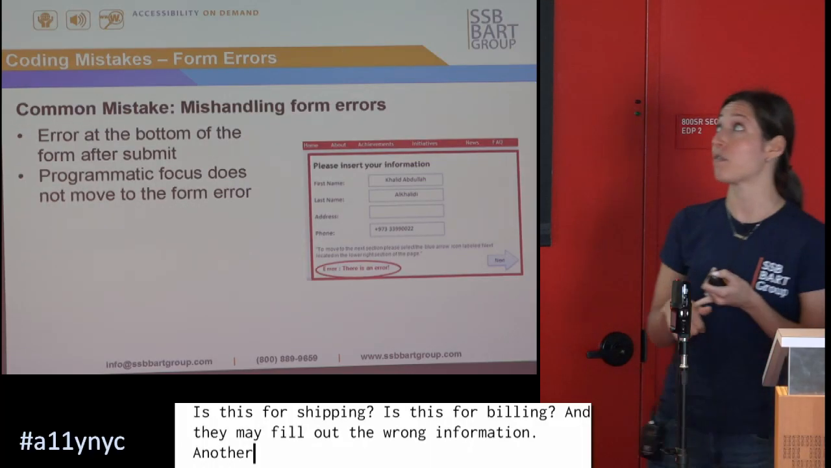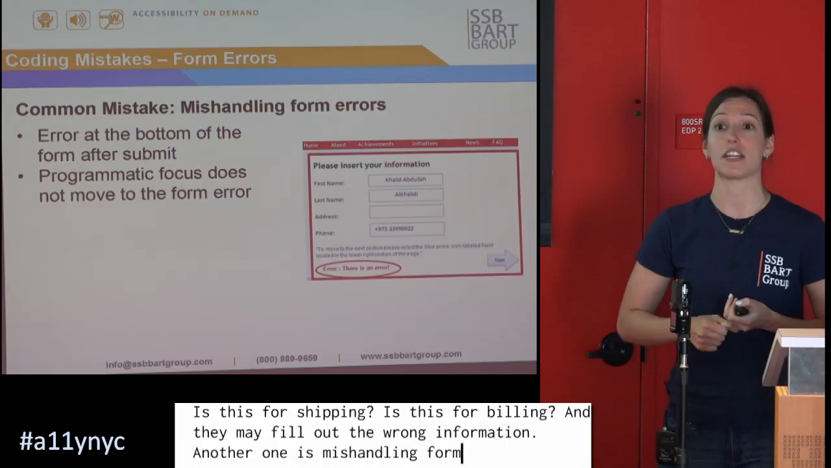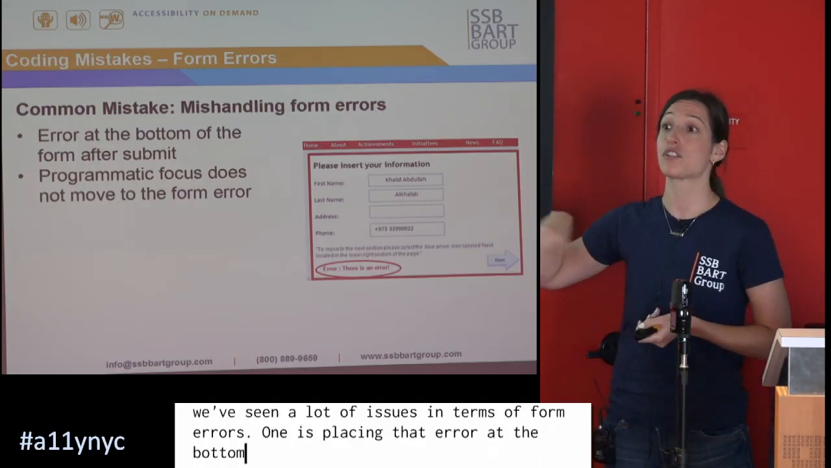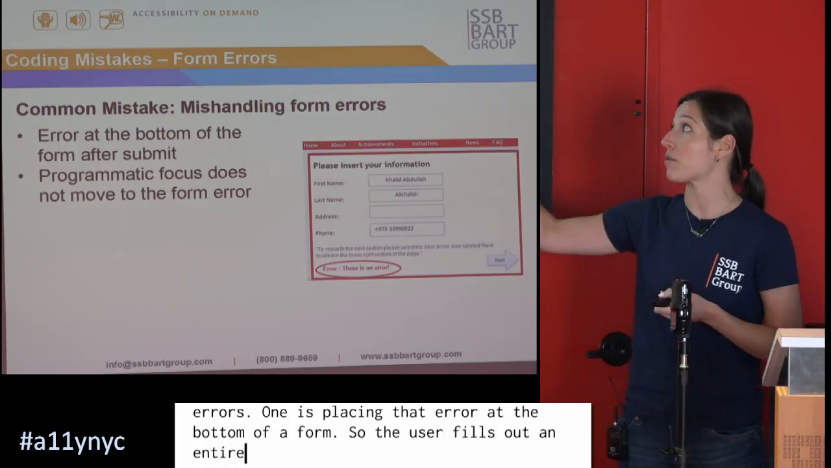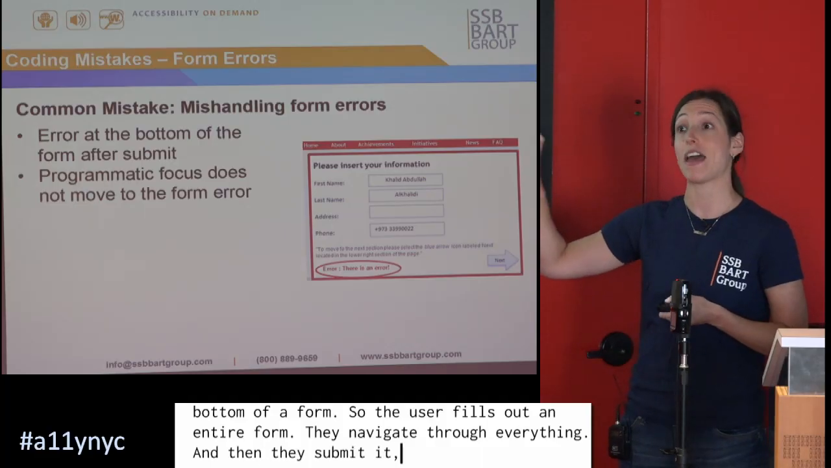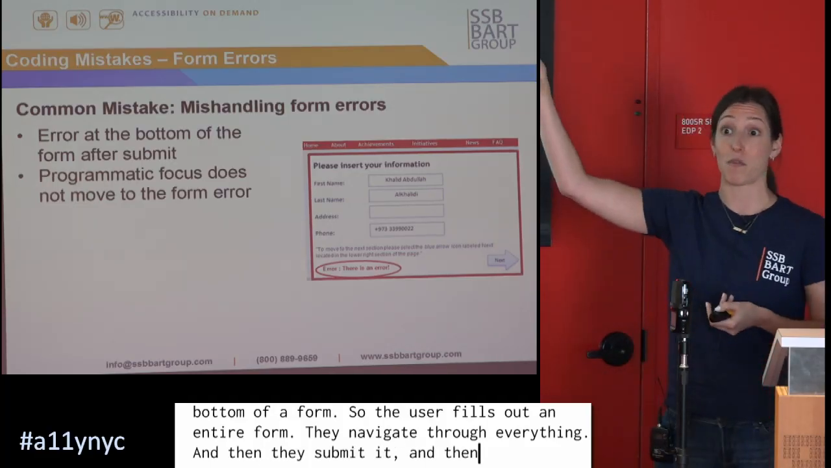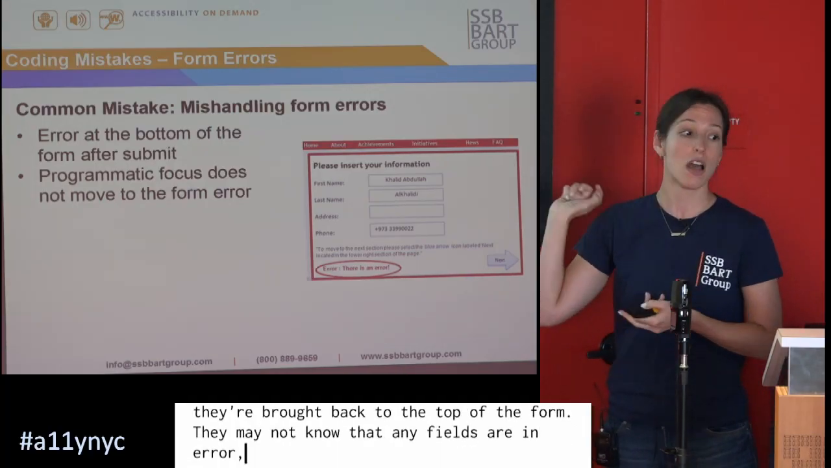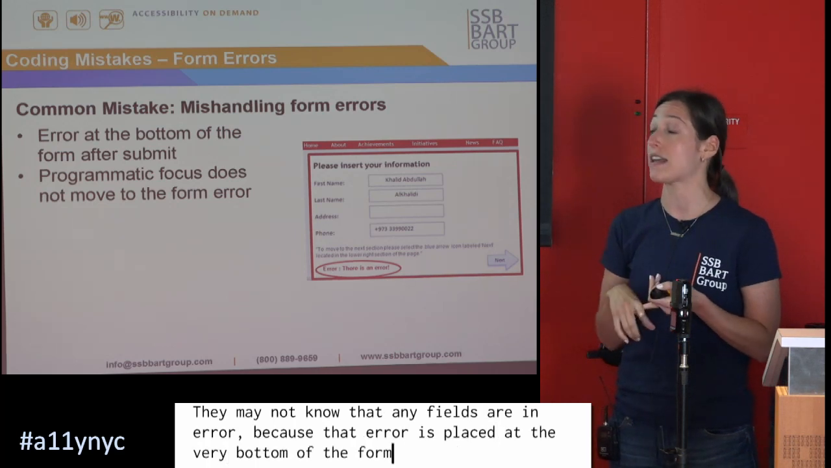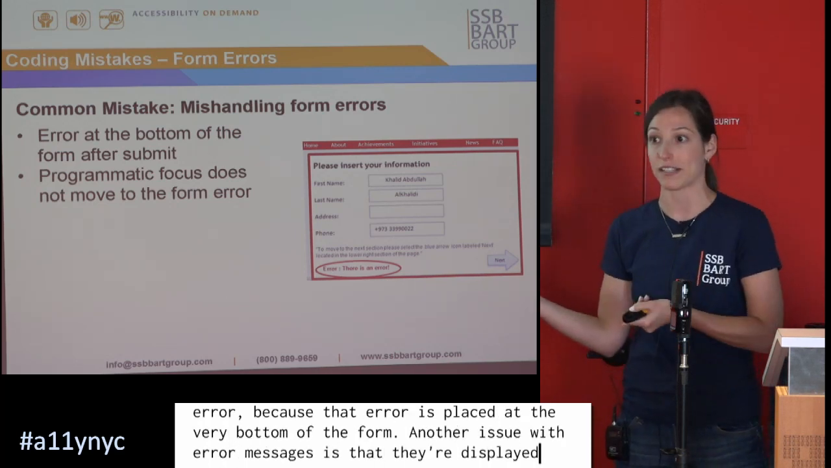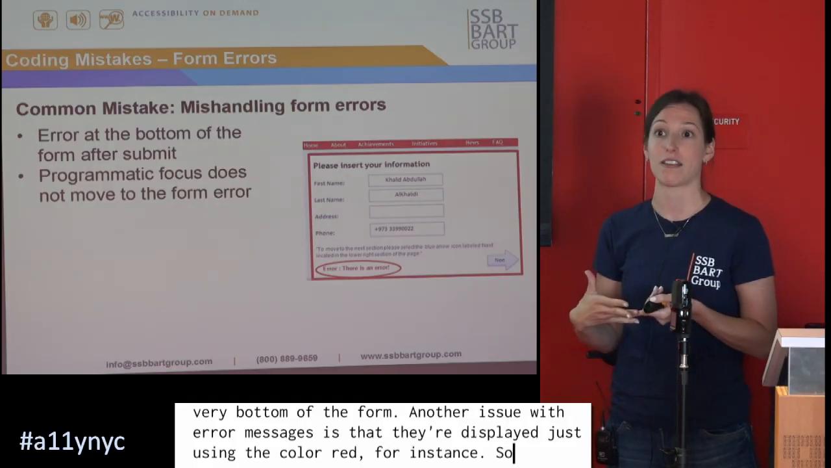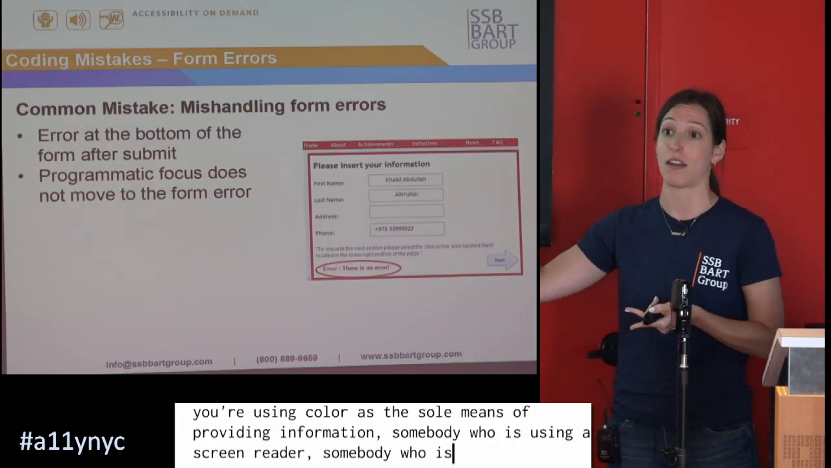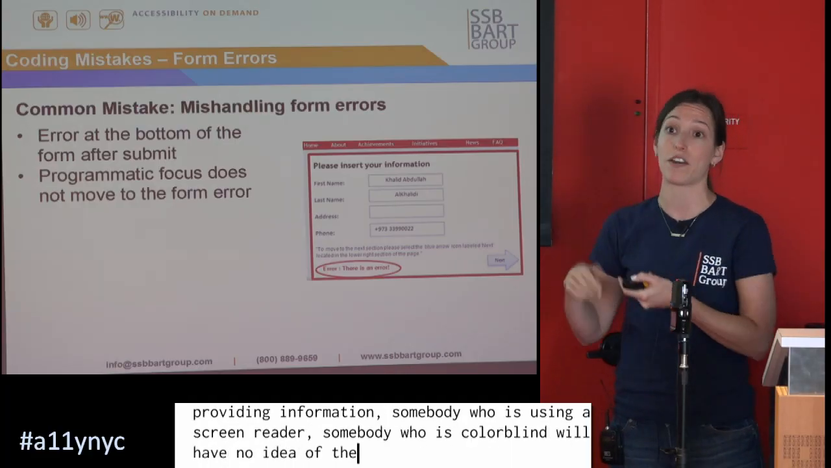And they may fill out the wrong information. Another one is mishandling form errors. We've seen a lot of issues in terms of form errors. One is placing that error at the bottom of a form. So the user fills out an entire form, they navigate through everything, and then they submit it. And then let's say they're brought back to the top of the form. They may not know that any fields are in error because that error is placed at the very bottom of the form. Another issue with error messages is that they're displayed just using the color red, for instance. When you're using color as the sole means of providing information, somebody who's using a screen reader, somebody who's colorblind will have no idea the purpose of that field in red or an error message in red.